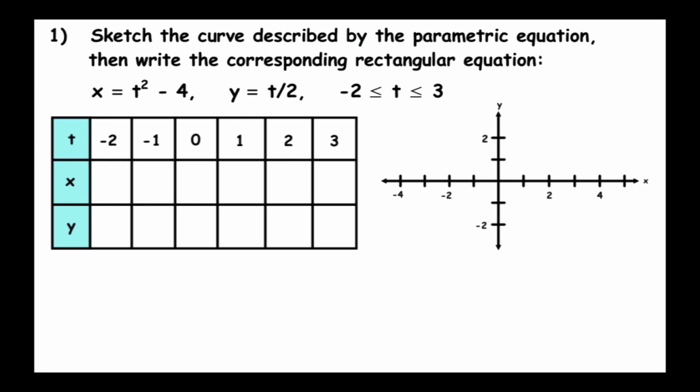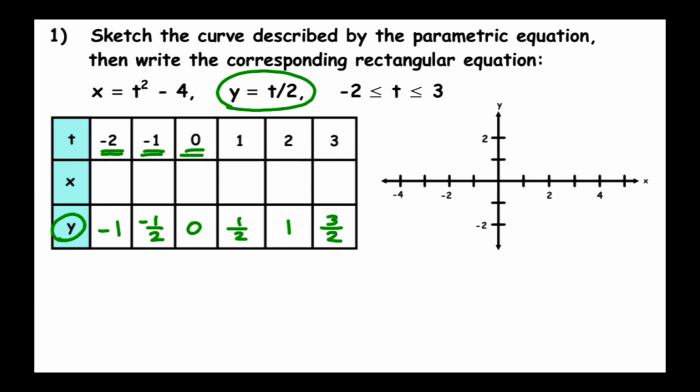Example 1 wants us to sketch the parametric curve and then write a rectangular equation. Rectangular just means no t's in it. So I'm going to start off by looking at what they gave me. I can see that I have probably the easier part, y equals t over 2. So I'm just going to start with the y here, look up at the t's, and just divide all these numbers by 2. So that's negative 1, negative 1/2, still 0, 1/2, 1, and 3/2.